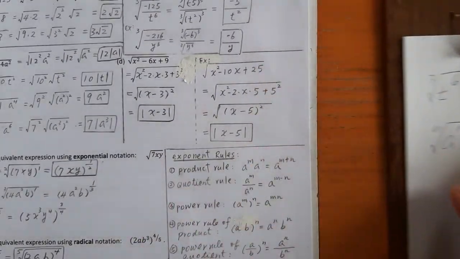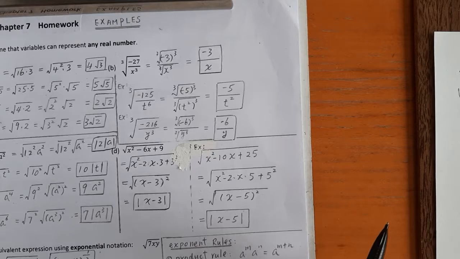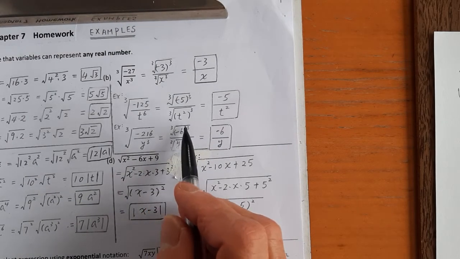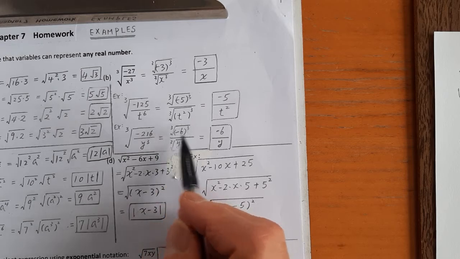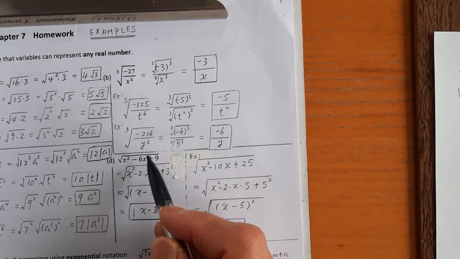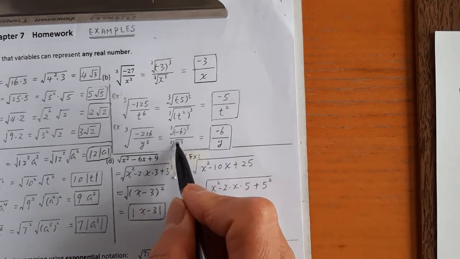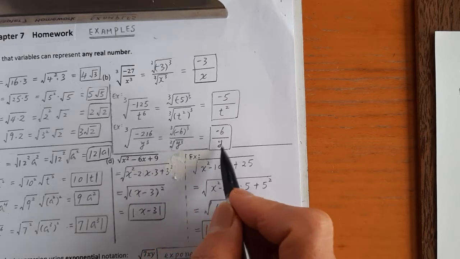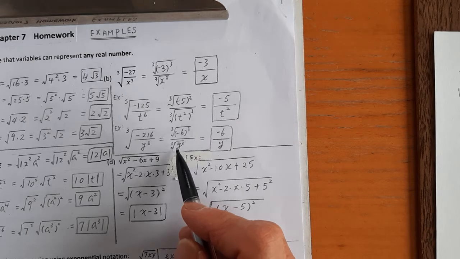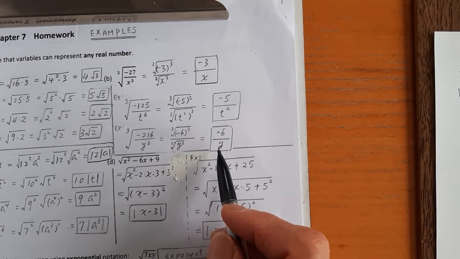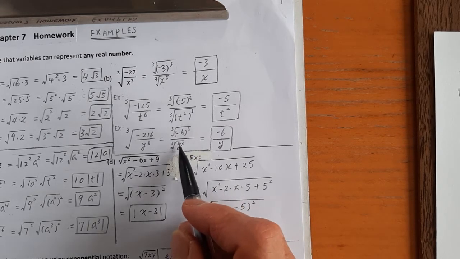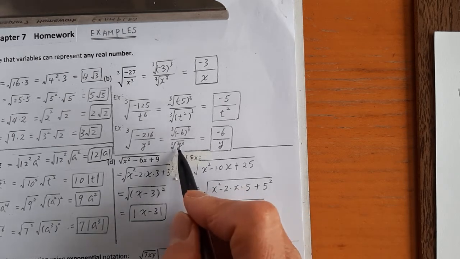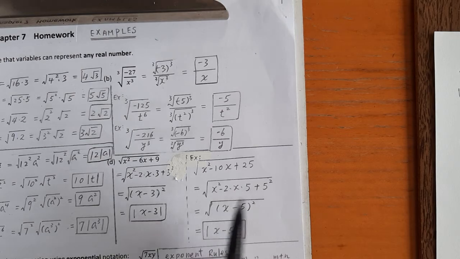And negative 216. Negative 216 is negative 6 cubed. Take cubic root. Cubic and cubic root cancel each other, get negative 6. And y to the power 3, cubic root, also cancel each other, get y. If y is negative, cubed and then cubic root, it's negative. Take cubic root, still negative. If y is positive, then the result is positive.